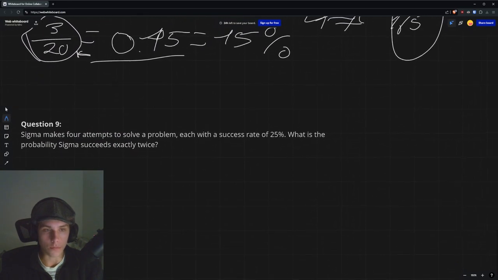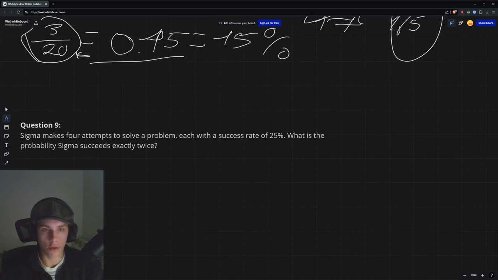Question 9. Sigma makes 4 attempts to solve a problem, each with an accurate success rate of 25%. What's the probability Sigma succeeds exactly twice? 4 attempts to solve a problem, so either success or failure. So, probability to do it exactly twice. This question is worded weirdly. Solve a problem. It's a problem, so that would assume that when he solves it once, then the problem's solved, so he wouldn't need any more attempts. But we'll just assume that there's different problems each time.